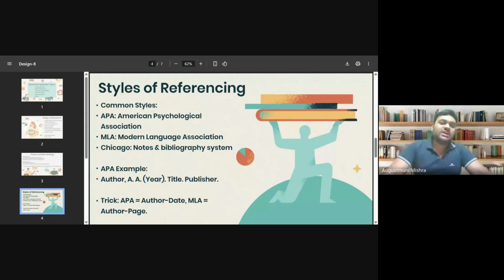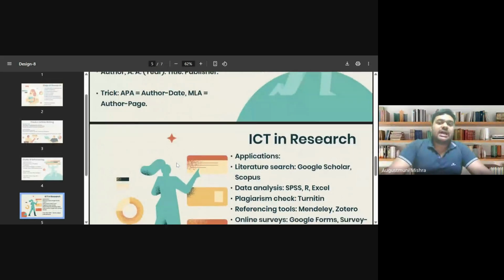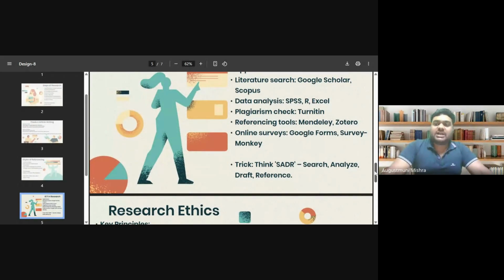Most of the time, NTA asks about the full form, what is the full form of APA. Most of the time, they ask about the format. So these are the basic referencing styles used by social science or humanities researchers or academicians. Okay, now there is another part.